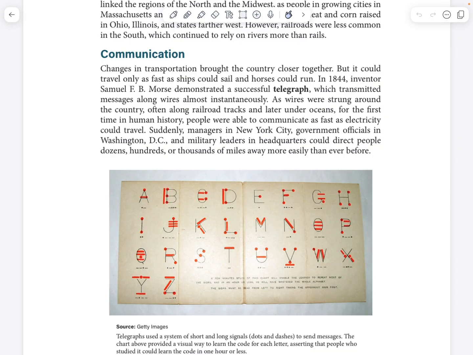Suddenly, managers in New York City, government officials in Washington, D.C., and military leaders in headquarters could direct people dozens, hundreds, or thousands of miles away more easily than ever before.